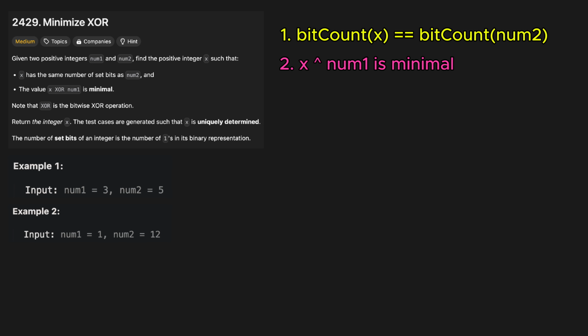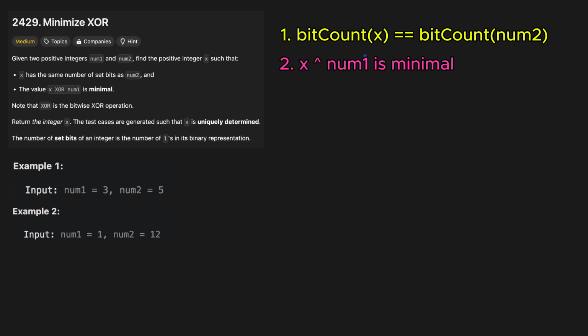Next, we need to find the value x such that x XOR num1 is minimal. So that means x should have set bits in the positions where num1 has ones as well, because if we XOR 2 bits, the result is 1 if the bits are different, but 0 if the bits are the same. For example, 0 XOR 0 is equal to 0, 1 XOR 1 is equal to 0, but 0 XOR 1 is equal to 1 and 1 XOR 0 is equal to 1 as well.